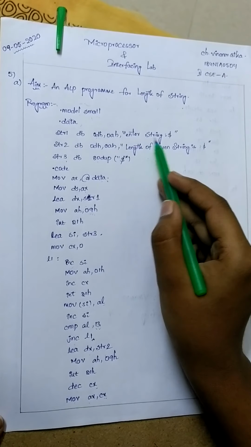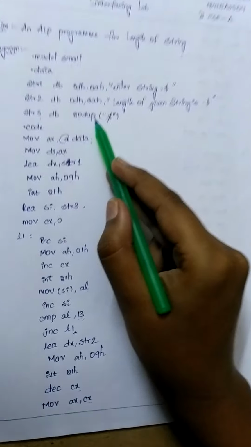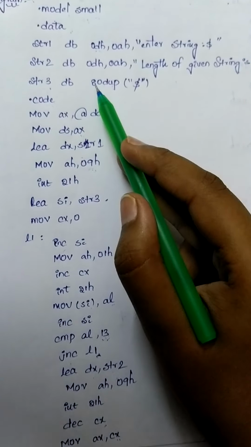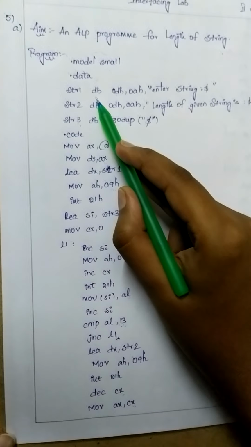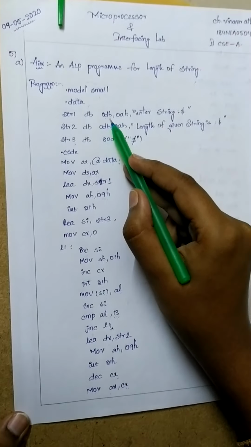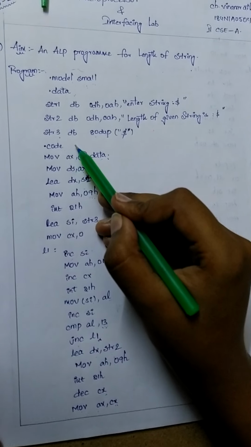String 1: enter the string. String 2: length of the given string. String 3: 80 dup, where 80 is the array size. Now db is the define byte. 0dh is used to carry the data. .code is where we begin the code segment.